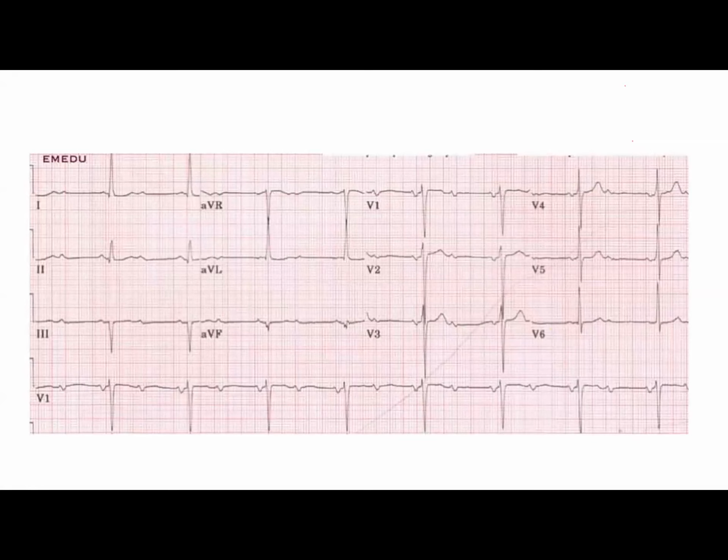So after Mobitz type 1, what follows is Mobitz type 2. Here you see a constant PR interval. That is a characteristic feature of Mobitz type 2, and not all P waves are transmitted to give QRS complexes. So this is a second degree heart block, which is type 2 Mobitz.